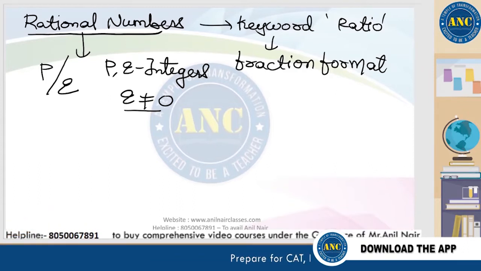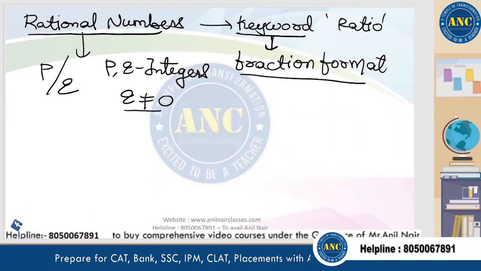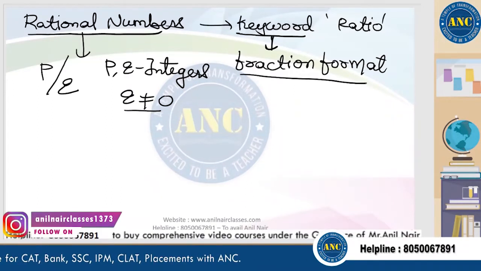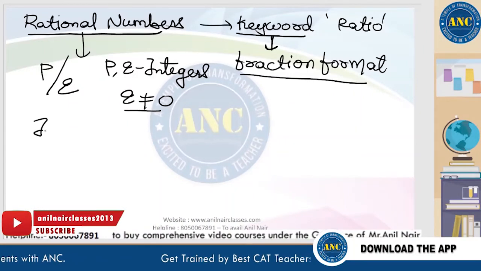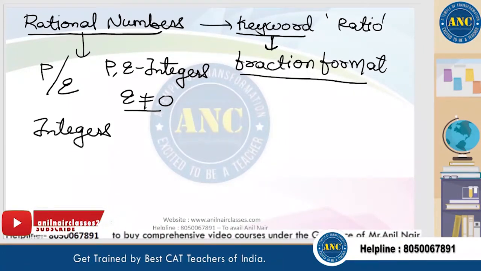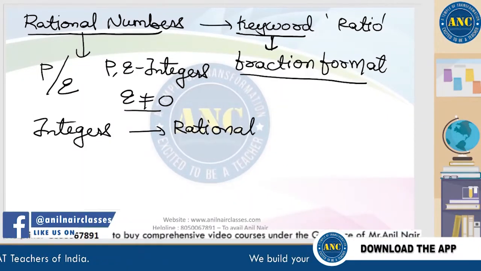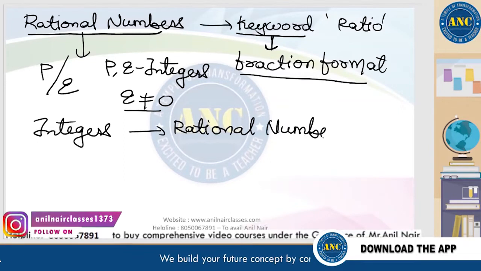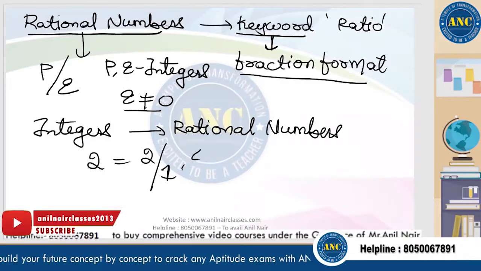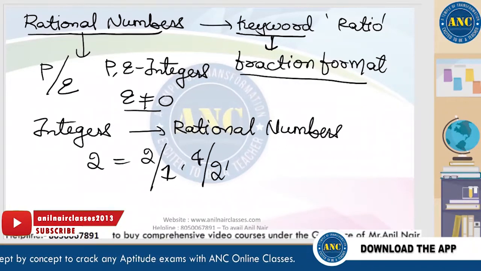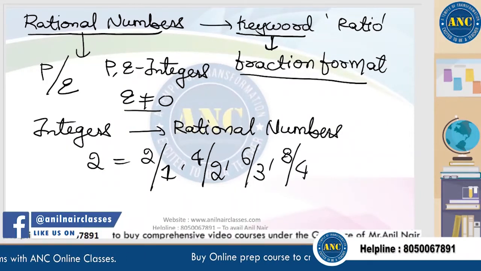Rational number is derived from the keyword ratio. Ratio means you have to write it in a fraction format. Any fraction format will be of the form P by Q, where P and Q are integers. All integers are nothing but rational numbers. 2 can be written as 2 by 1. It can be written as 4 by 2, 6 by 3, 8 by 4.